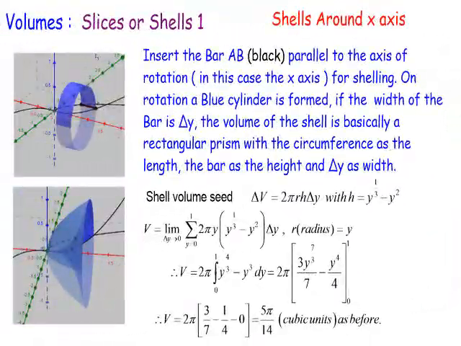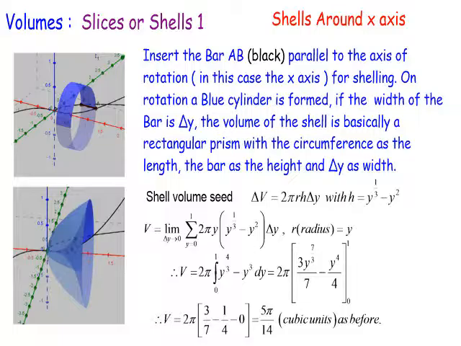Well, let's start shelling. Now you can see here we've got a little bar, which is black AB. It's been inserted, and now it's going to be rotated around the x-axis. So it's parallel to the x-axis, as for shelling. And you can see here we're forming a blue cylinder.